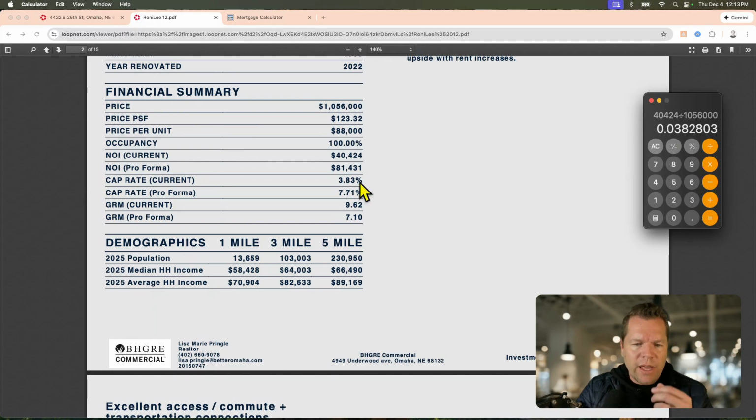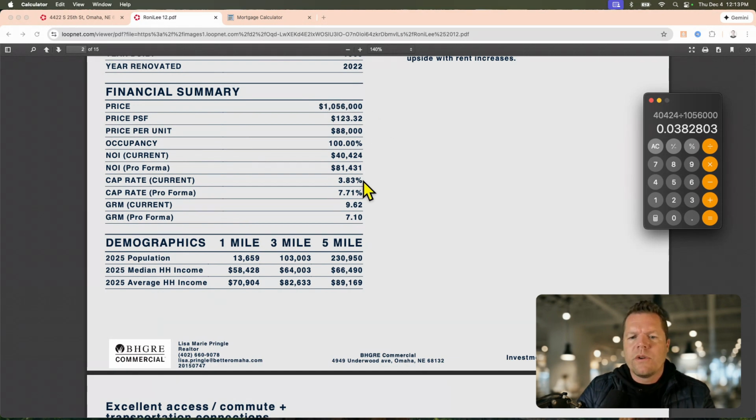Okay, yeah, so the cap rate is calculated by taking the net operating income, this is their current net operating income, and dividing it by what they're asking, the asking price. So that gives you a ratio. So that ratio is 3.83%. So essentially what that means is that $40,000 is 3.8% of 1,056,000.